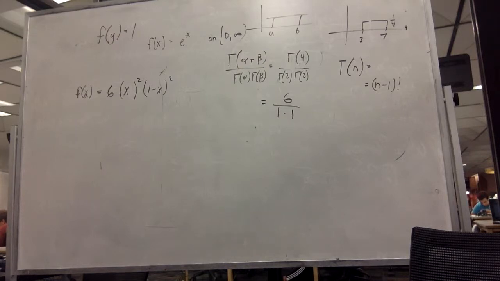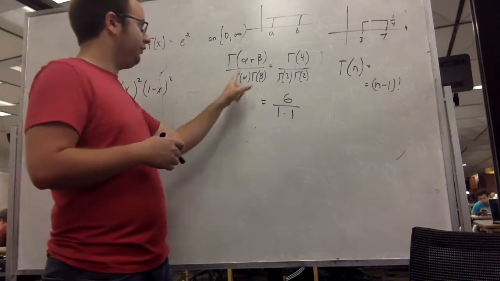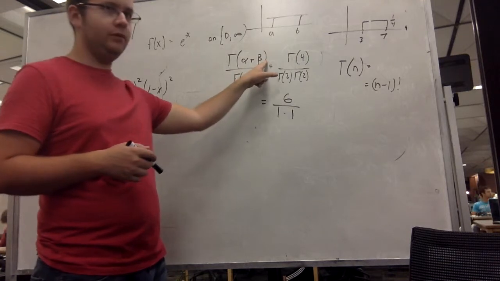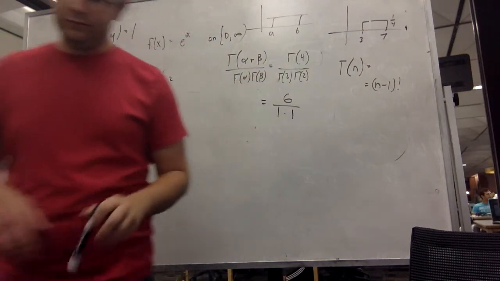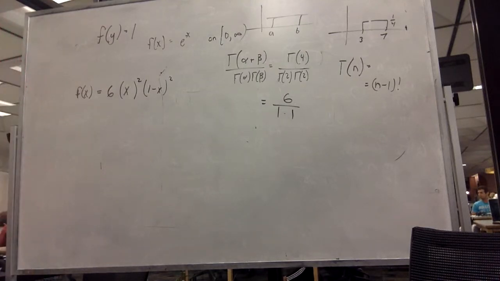Got 1/5. It's close. Are we missing something? Is it +1 up here? Oh, it's alpha plus 1. I think we're missing something. This is the beta distribution when we integrated, right?